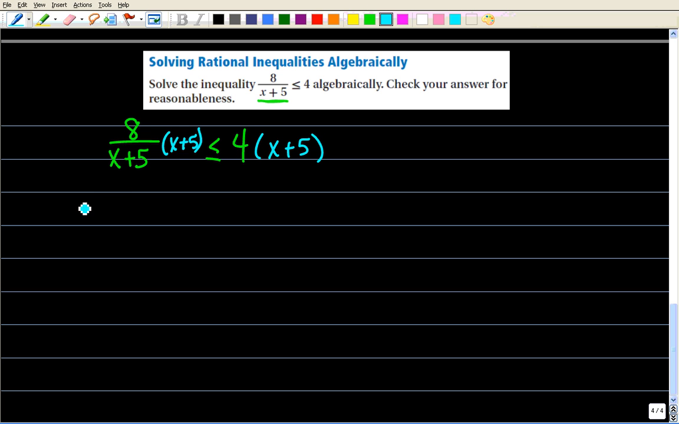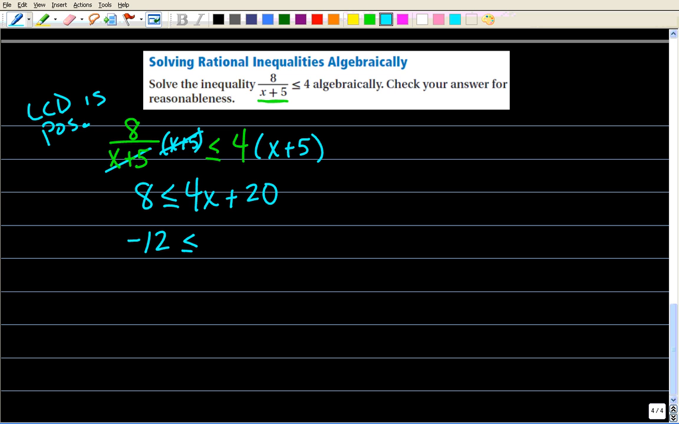And remember, when we divide or multiply by a negative number, we switch the sign. But we've decided here that this least common denominator for this case is positive. So we don't have to worry about switching the sign. These just cancel out, and so we'll have 8 is less than or equal to 4x plus 20. And if I subtract 20 from both sides, I'll get negative 12 is less than or equal to 4x. And then divide by 4, I'll get negative 3 is less than or equal to x.